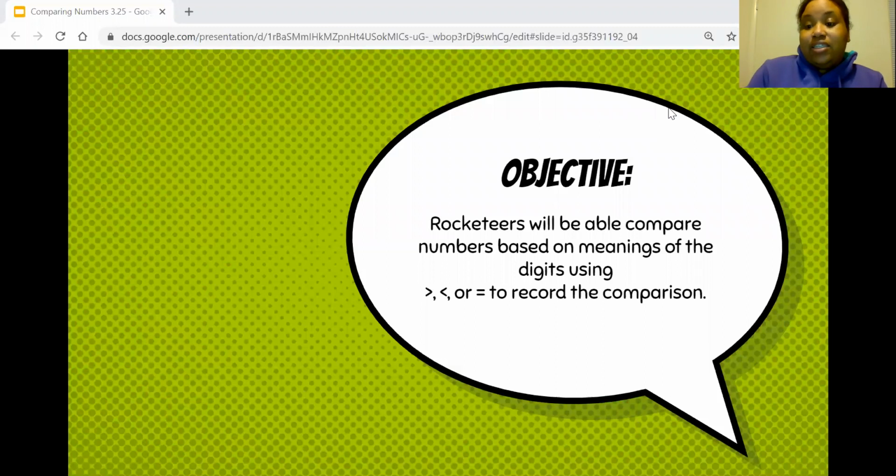Our objective today is that we're going to focus on comparing numbers. Our goal for today is to compare numbers based on the meaning of the digits, using greater than, less than, or equal to record the comparison.